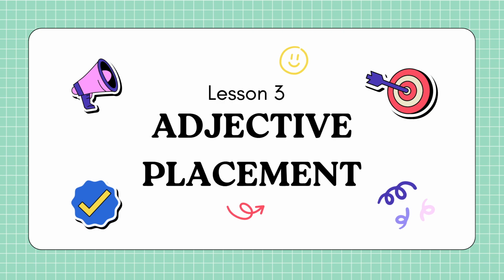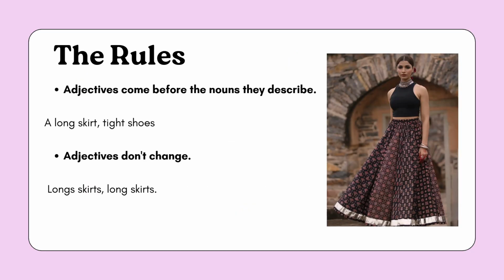Because when it comes to talking about adjective placement, which is literally the rules that explain how you place adjectives in a sentence, there are two rules you need to listen to. And these are that adjectives come before the nouns they describe, for example, in a simple sentence, a long skirt or tight shoes. And the second one is adjectives don't change even when the noun they're describing is plural. So, for example, we have the word skirts, which obviously is multiple skirts. We're not going to be saying longs skirts. We're just going to be saying long skirts.